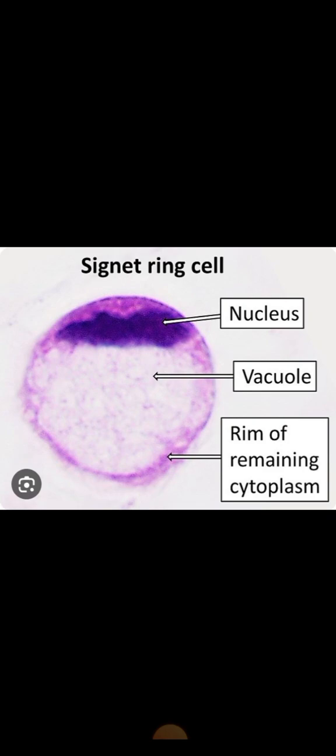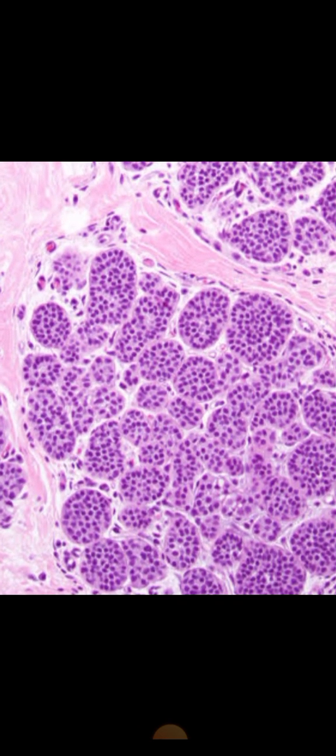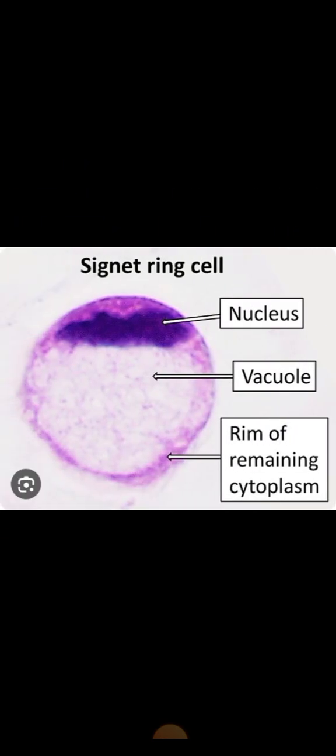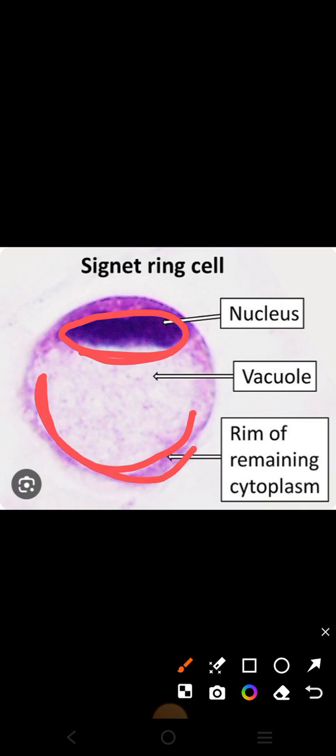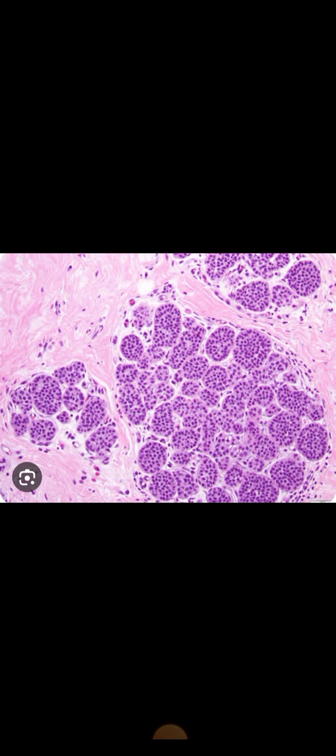The third feature is that intracytoplasmic vacuoles are present. All of the things I have mentioned will not be seen in ductal carcinoma in situ. In ductal carcinoma in situ, there will be no loss of cohesion as in lobular carcinoma in situ. Only in lobular carcinoma in situ can intracytoplasmic vacuoles be seen, or we can say mucin-positive signet ring cells can also be seen. Here you can see the nucleus pushed towards the periphery, this is the rim of the remaining cytoplasm, and a vacuole is formed where mucin can be seen. So these are mucin-positive signet ring cells, a characteristic feature of lobular carcinoma in situ.